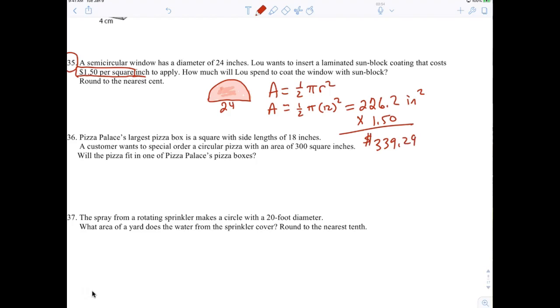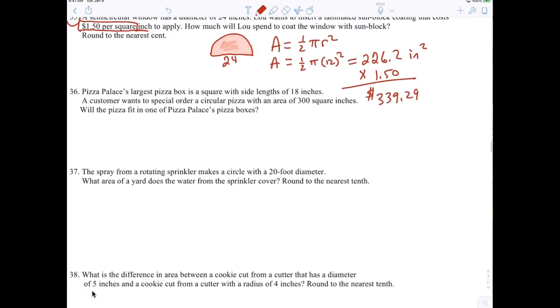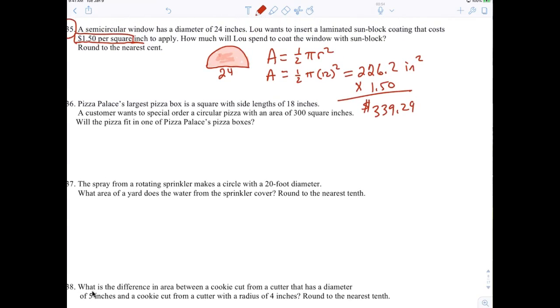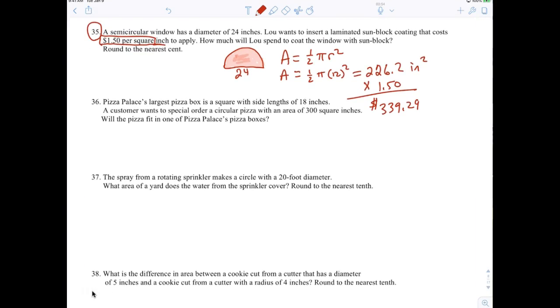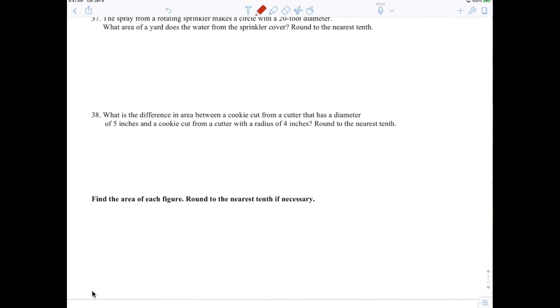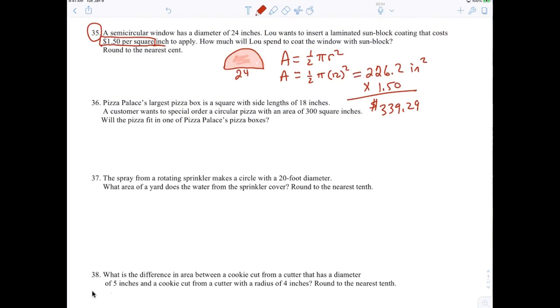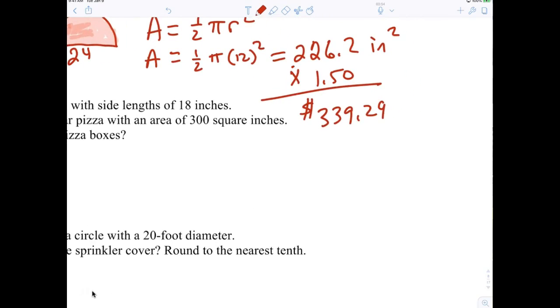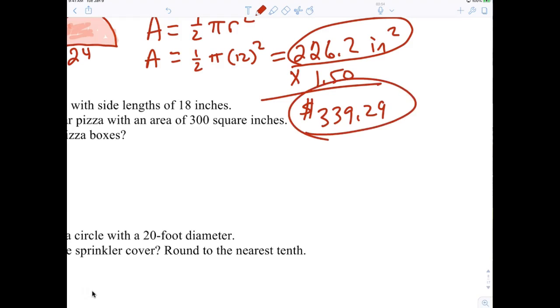Is everybody feeling pretty good about that? Good? All right, hopefully you're working with me. I just added volume. Everything on here, good review. No, because it's dollars. There were 226.2 square inches. And then when you multiply, you tell me how many dollars that's going to cost. Okay?